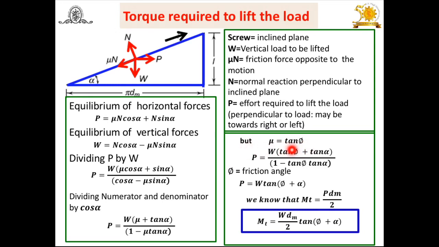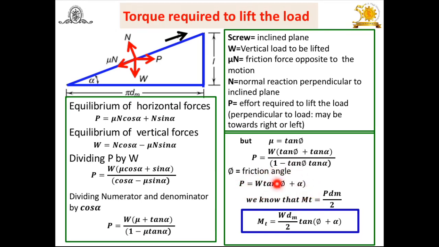So substitute this value mu is equal to tan phi. So what will you get here? This equation you will get P is equal to W, and mu is replaced by tan phi plus tan alpha upon 1 minus mu means tan phi, again tan phi plus tan alpha. Here phi is the friction angle. So again this is the geometrical relation or formula already you studied in 11th or 10th standards. So you will get P is equal to W times tan phi plus tan alpha upon 1 minus tan phi into tan alpha, which is nothing but tan of phi plus alpha. So substituting this you will get P is equal to W tan of phi plus alpha.